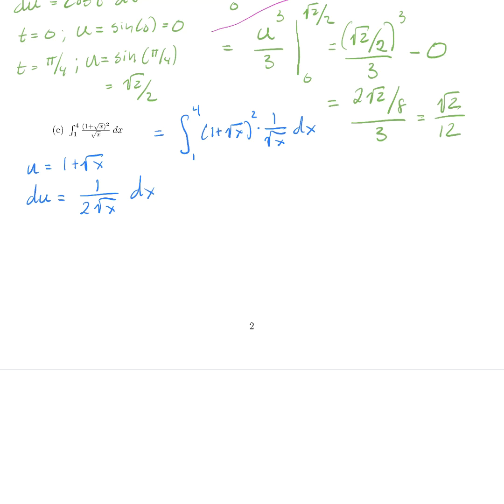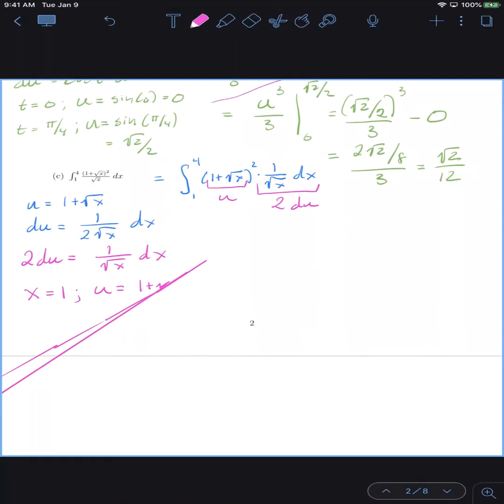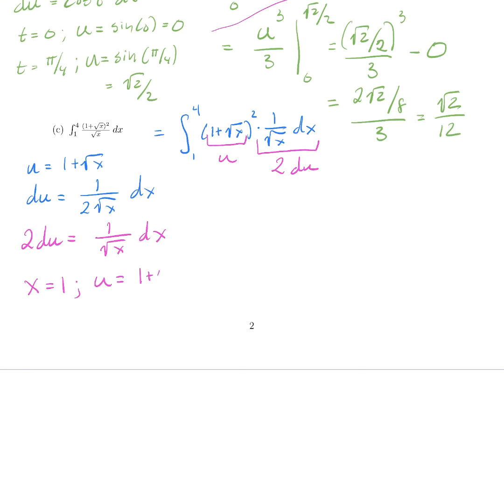And so I see I want to match this 1 over root x dx, which means I need to get the 2 out of the denominator over here. So I need 2 copies of du, which is 1 over root x dx. Okay, so this is 2 copies of du. This is u, so now I just need to change my limits. So the lower limit is when x is 1. u is 1 plus root, oh man, it happens every time, it's crazy. u is 1 plus root 1, or 2.